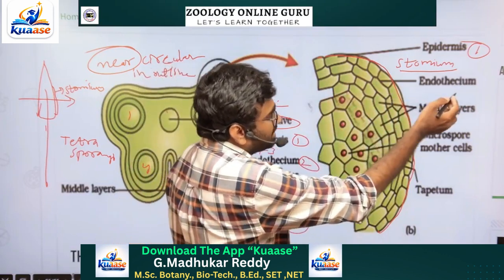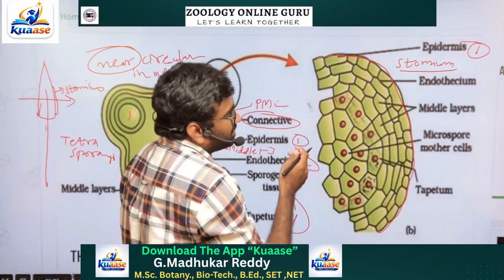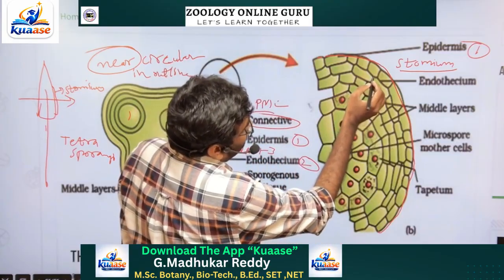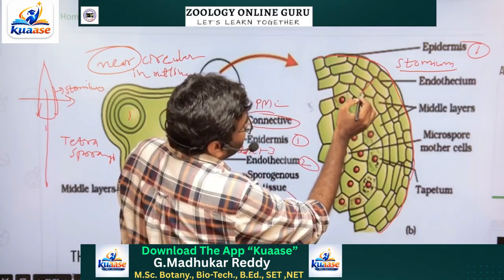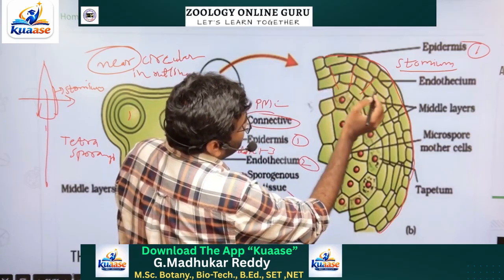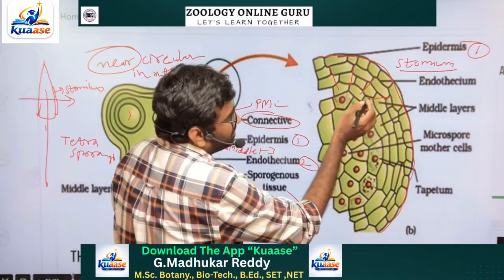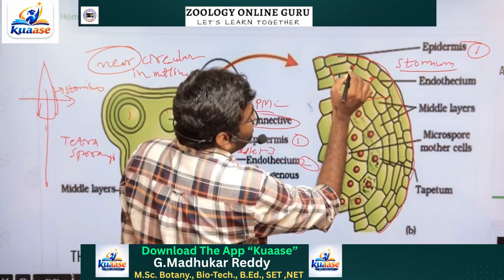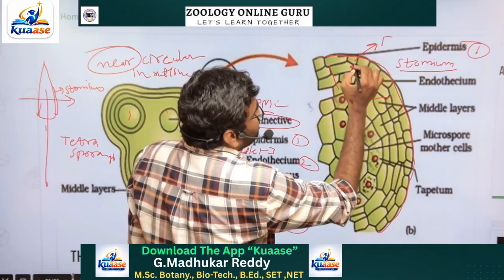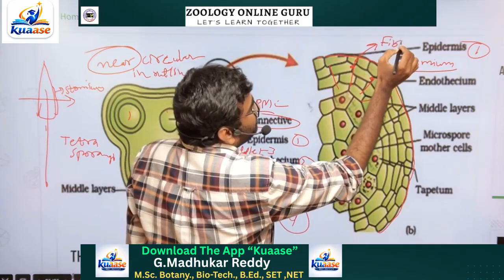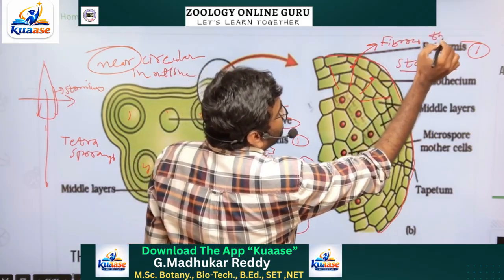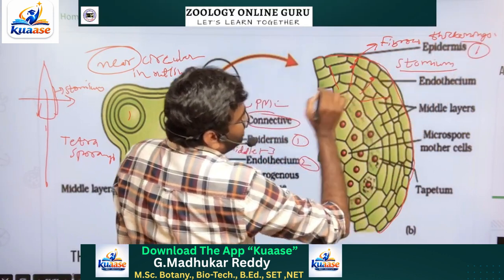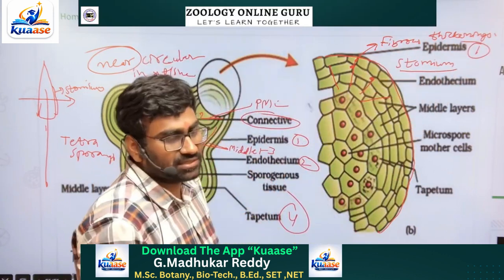And endothecium. This endothecium is the second wall layer. Here, the cells expand radially. Radial expansion of cells takes place, and it contains mainly fibrous thickenings at the corners of the cells present in the endothecium.